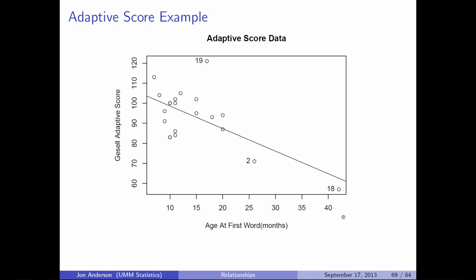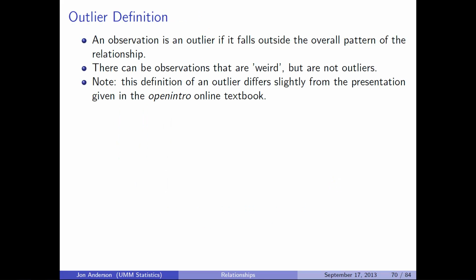We're going to learn the appropriate words for such cases. The first word we're going to learn about is called an outlier. An outlier is a case that falls outside the overall pattern of the relationship. So there can be observations that are weird and strange, but not be outliers. So be careful.